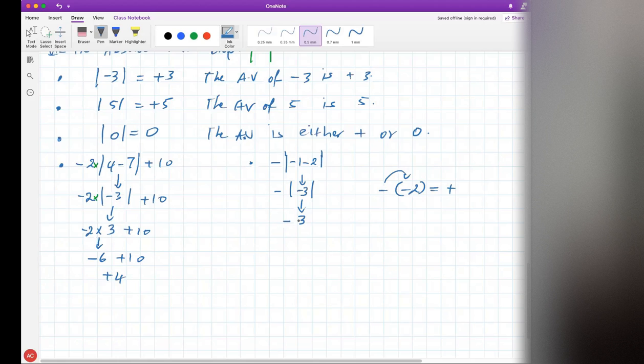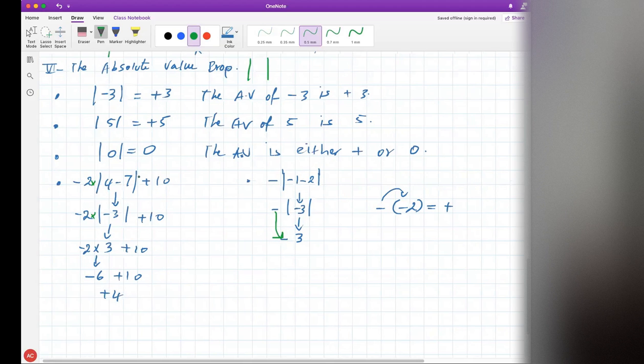Turn the negative inside the absolute value into a positive, and the negative outside stays the same. Basically, this negative here, we brought it down here. And everything else should be the same as parentheses. With the absolute value, whatever you do with parentheses, same order of operations, except that the inside becomes positive.